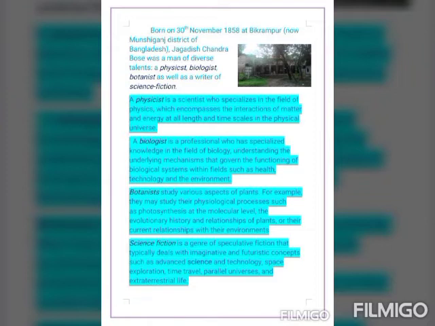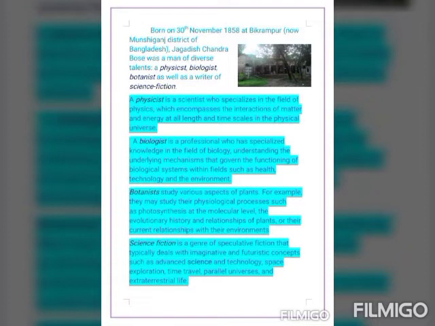Next we know who is a biologist. A biologist is a professional who has specialized knowledge in the field of biology, understanding the underlying mechanisms that govern the functioning of biological systems within fields such as health, technology, and the environment. Next, we know what is botanists. Botanists study various aspects of plants. For example, they may study their physiological processes such as photosynthesis, at the molecular level, the evolutionary history and relationships of plants or their current relationships with their environments.